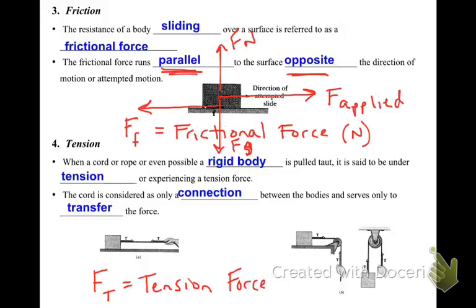And again, our units wind up being newtons. The cord is actually considered to only be a connection between the bodies and serves only to transfer the force. Now, what do we notice about our forces of tension? Where you are pulling and where that cord is attached, our force points towards the center of that particular cord for every single force here.